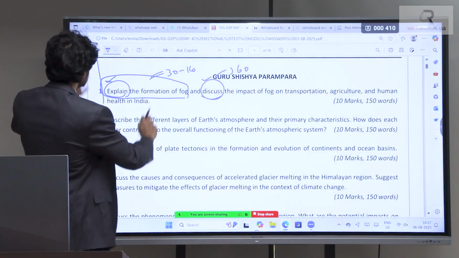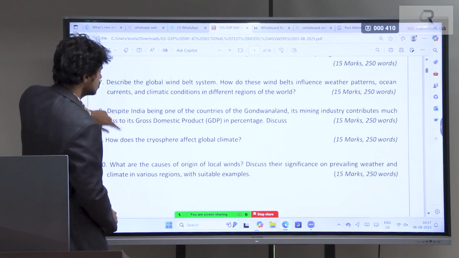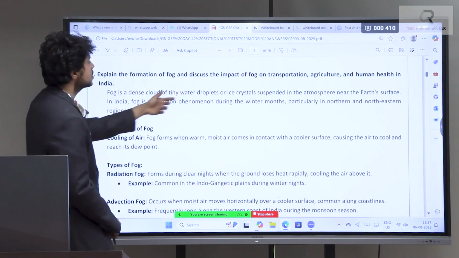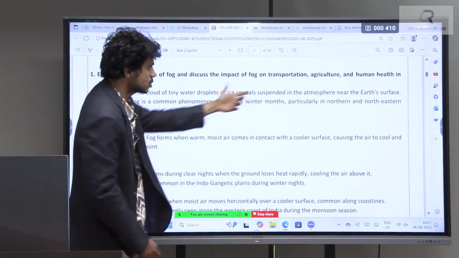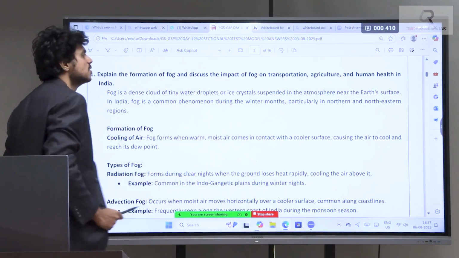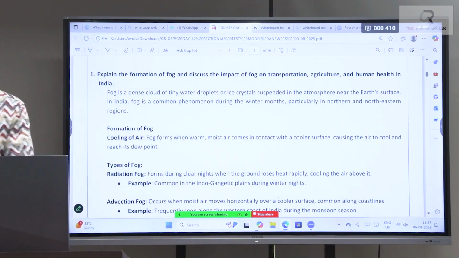Now we have to discuss where all these factors will happen. Simple, now see the solutions. I have given you the basic concept. Fog is nothing but cloud suspended in the atmosphere near the earth's surface. In India, fog is a common phenomenon during the winter months, particularly in the northern and eastern regions.